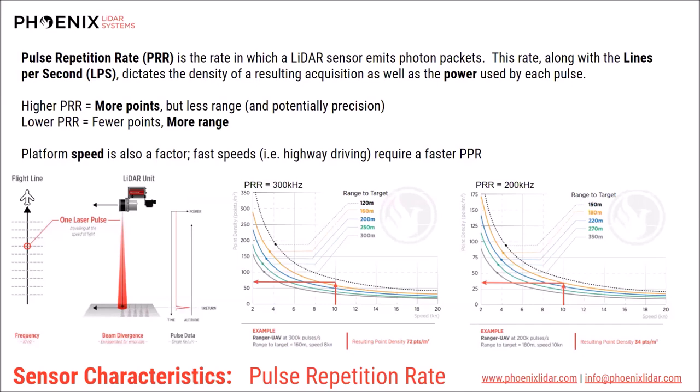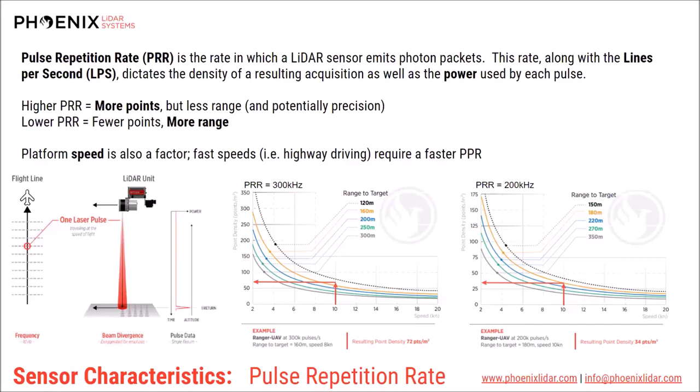You can see in the two graphs on the center and right here, the center one is at a pulse repetition rate of 300 kilohertz, whereas we're at 200 kilohertz on the right. So similar speed, and you'll end up with obviously fewer points with a lower pulse repetition rate, but you end up with a higher range. You can see the stacked lines there that for a given speed, we're actually able to have a longer range to target with a lower pulse repetition rate.